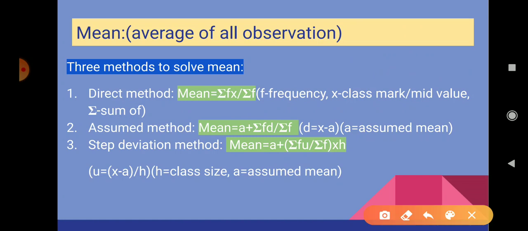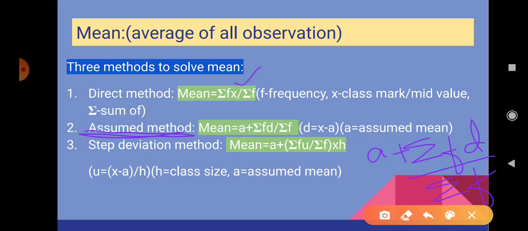Next, the assumed method. Assumption means we are considering one value as our assumption. It can be a mean like that, hence the assumed method. So what is the formula for the assumed method? Mean is equal to a plus sigma fd divided by sigma f. What is d here?